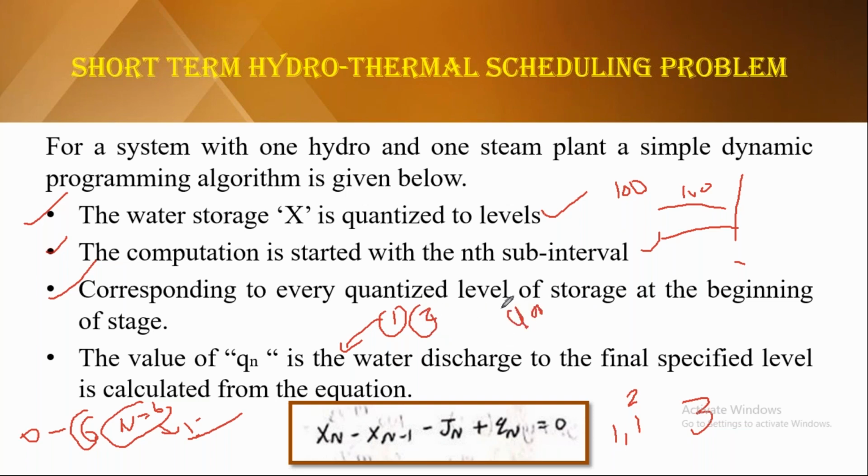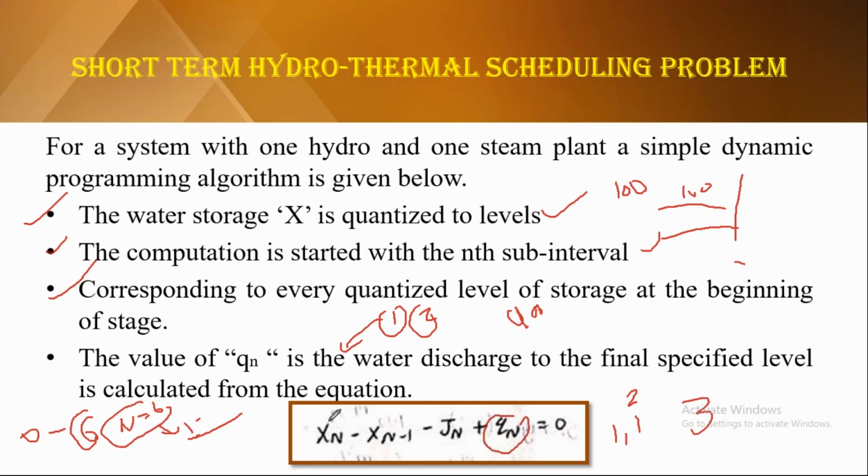So from this you can say that for a particular amount of generation it needs 100 Q6. So that is the idea given by this point. And the value of Qn, the water discharge to the final specified level, is calculated from the equation. So in this equation we can calculate how much water is discharging from the dam.